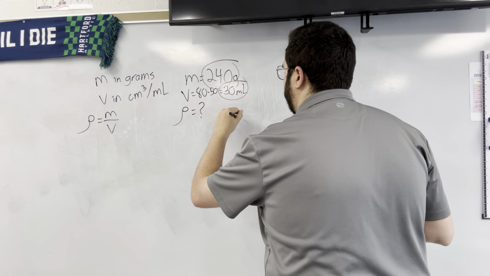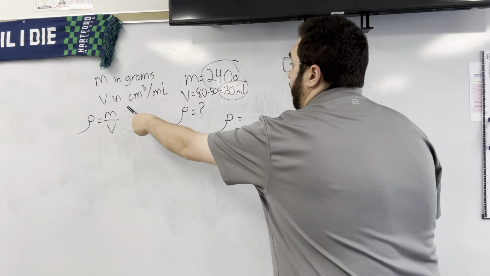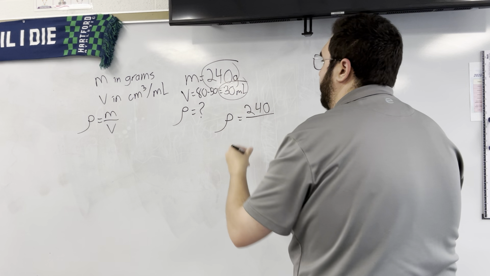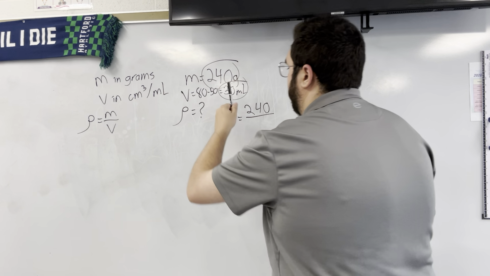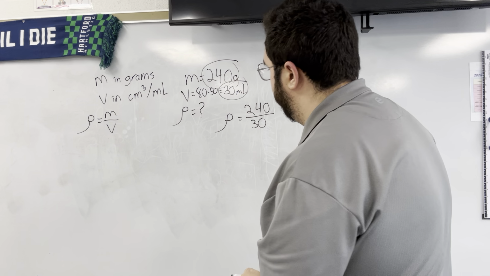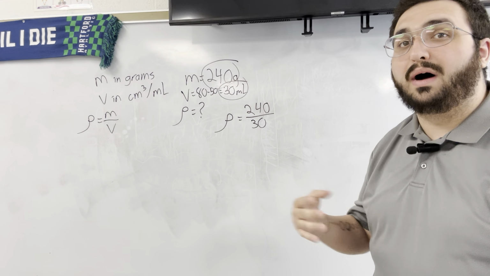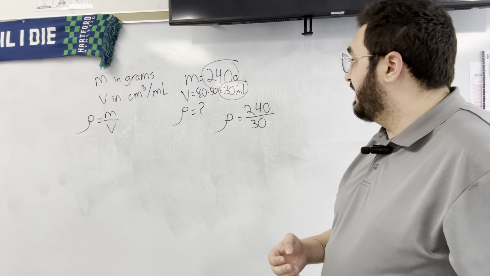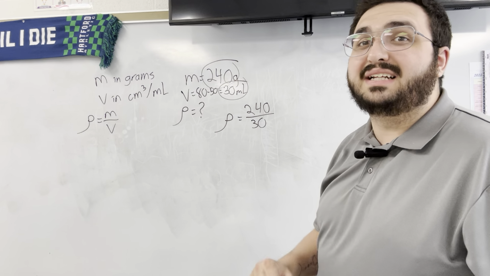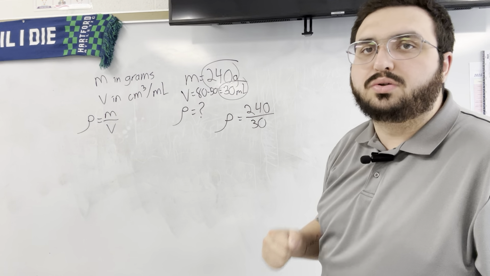So density is unknown still, so we can just leave that be, equals our mass number, 240, divided by our volume number, 30. Now, at this point, I can already realistically kind of get an idea of what I'm dealing with here. I could probably take a pretty good guess. This is not going to float in water. And the reason why is because I know the density of water is 1. I know anything above 1 is not going to float. It's going to sink.